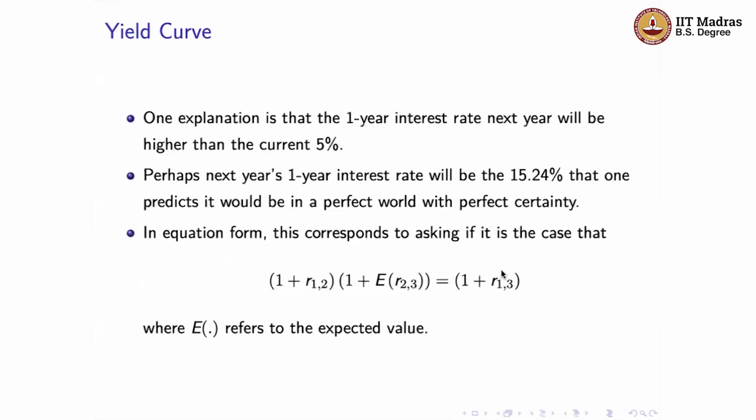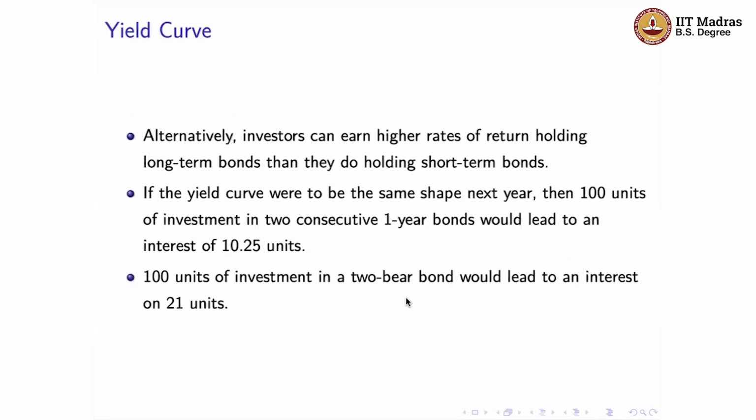So if that is the case, this corresponds to asking if you have this equation existing, right? Where you have the 1 year rate and the forward rate in this line. Okay, so that's one scenario. And the other scenario is that it's not really about predicting future interest rates. Actually, what is happening is that the longer bonds are offering you higher rates of return, right? We'll discuss the explanations why that might be the case, but just to understand the ideas.